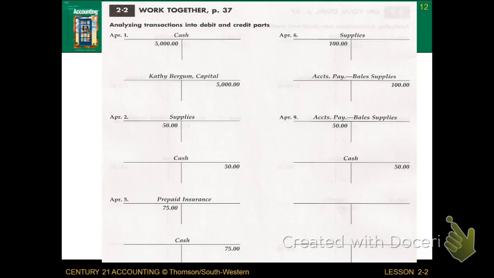That's it for today for the work together. So you'll be working on your own by yourself. Also, the instructions are on page 37. And that is it for today. You will not have to worry about the application problem today, just the on your own.